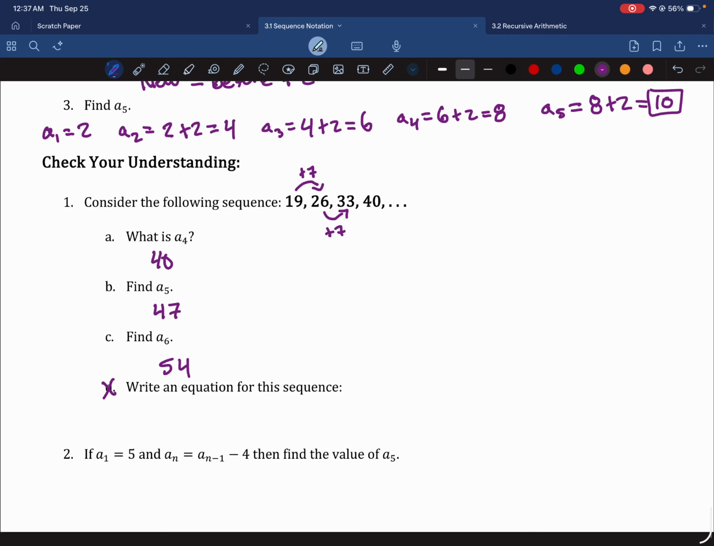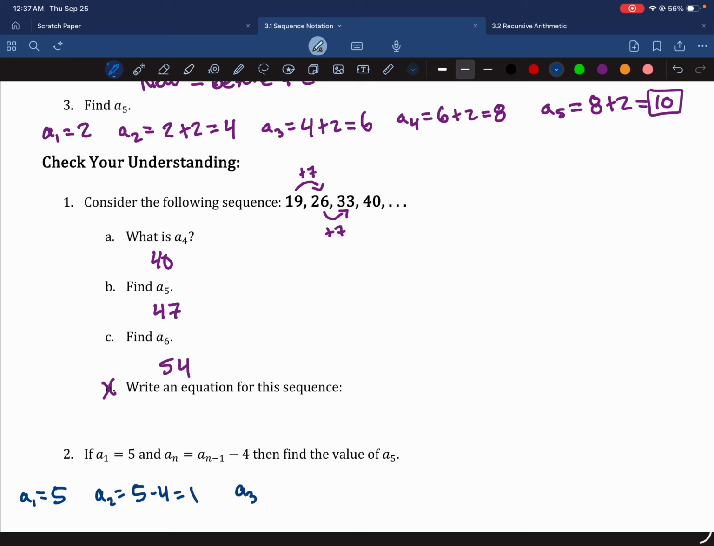And the last question on the check your understanding. A sub 1 is 5, and here's my equation. I take the before term and minus 4. That gives me my new term. Okay, I need to find the value of a sub 5. All right, so I start at a sub 1. A sub 1 is 5. It says that right here. Perfect. Now let's find a sub 2. A sub 2 is the before term minus 4. So 5 minus 4, which is 1. So a sub 2 is 1.